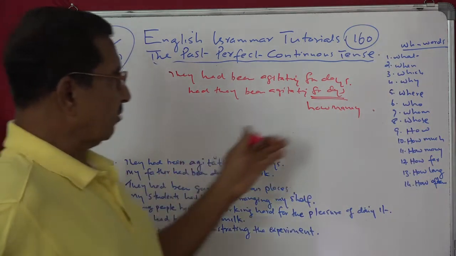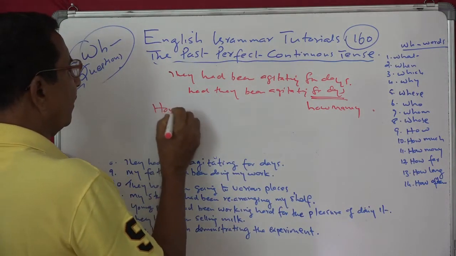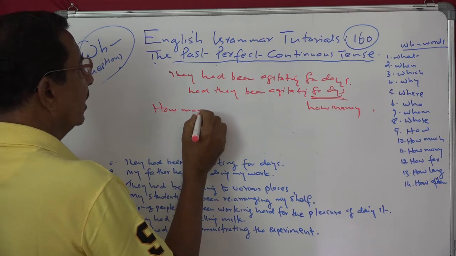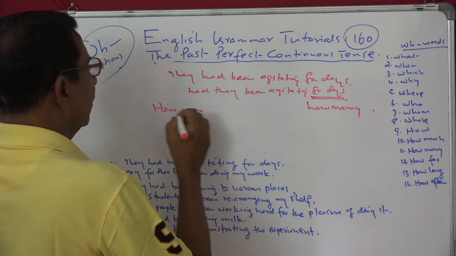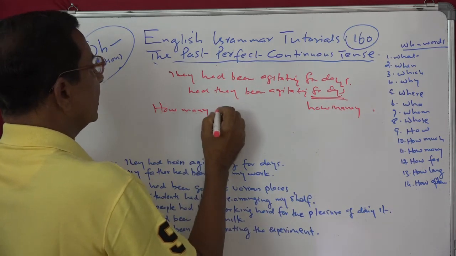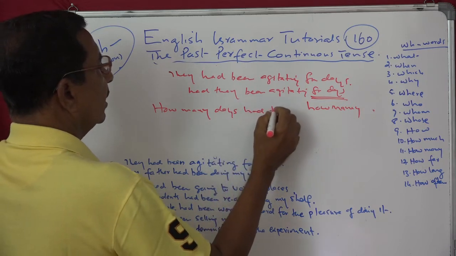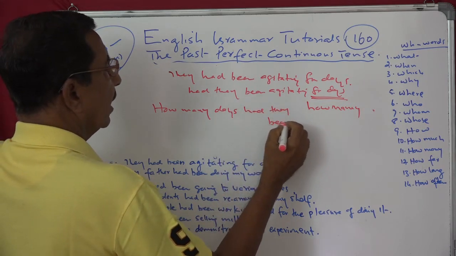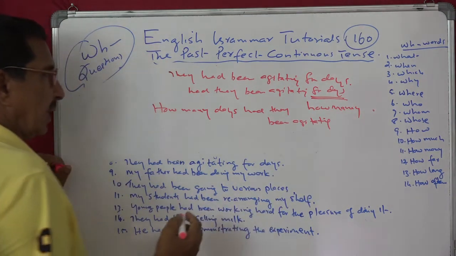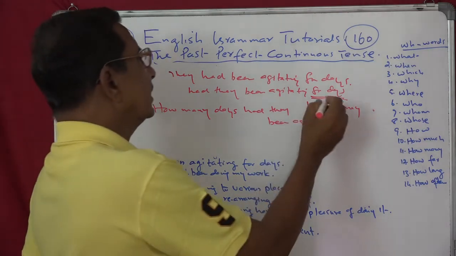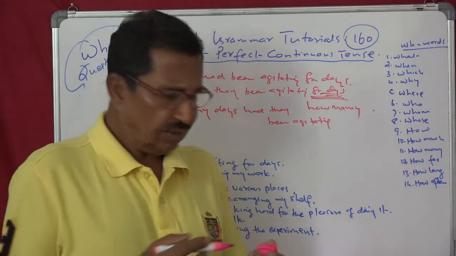You cannot say what, when and so on. So you have to say how many, and bring how many at the beginning. How many days had they been agitating? So you will get as the answer 4 days. How many days means 4 days? It's for 5 days, 6 days, 7 days, like that.